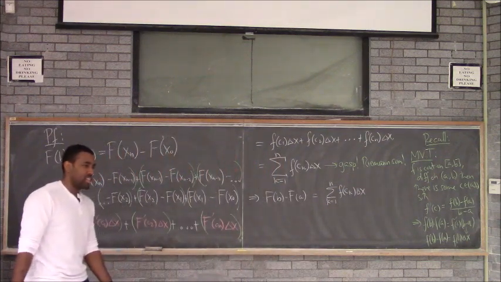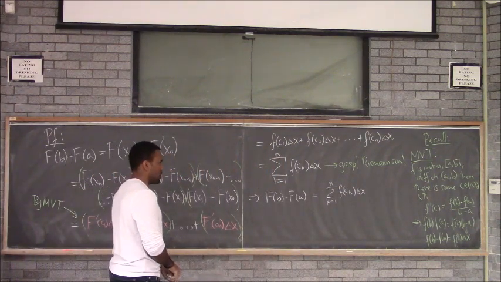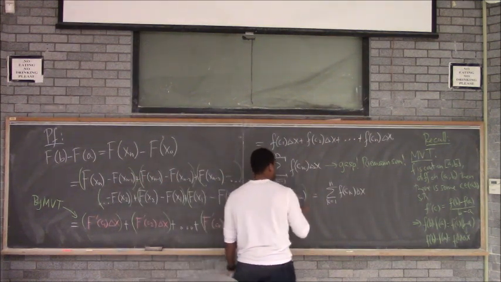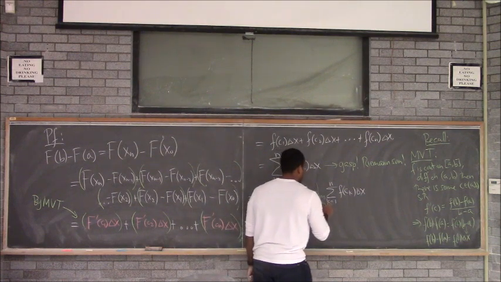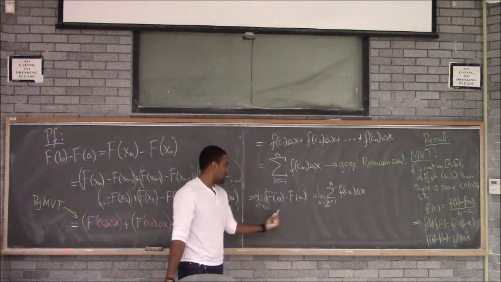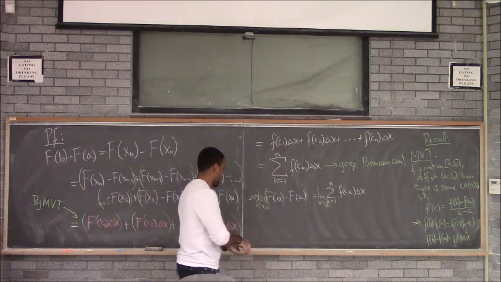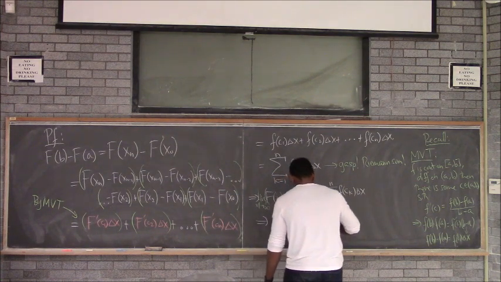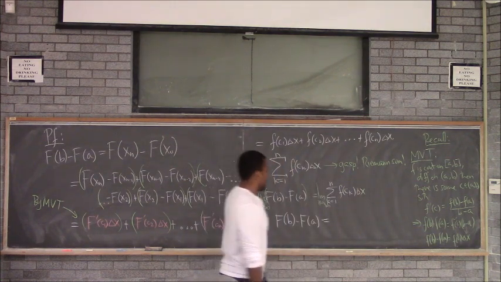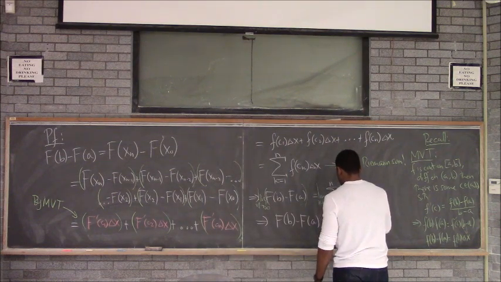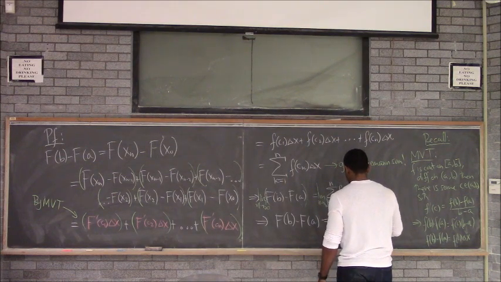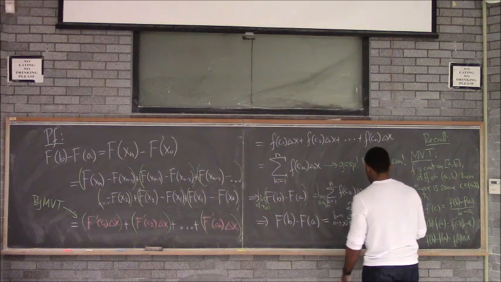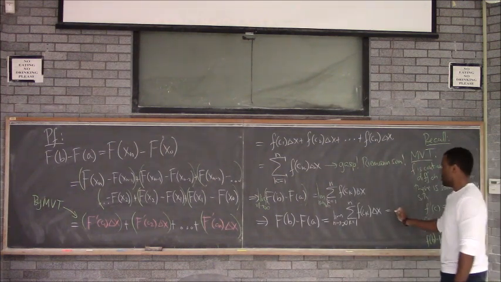But that's not the exact area. In order to find the exact area, we need a limit. So I'm going to take the limit as n approaches infinity on both sides. Now, this guy doesn't have any n's in it, so the limit as n approaches infinity of that is just the same thing. And it turns out that this is just going to be the limit as n approaches infinity of the sum from k equals 1 up to n of f of ck delta k delta x, which is equal to the area under f.